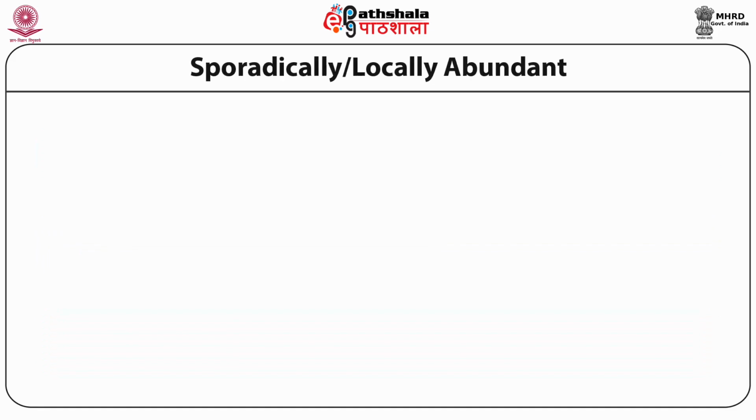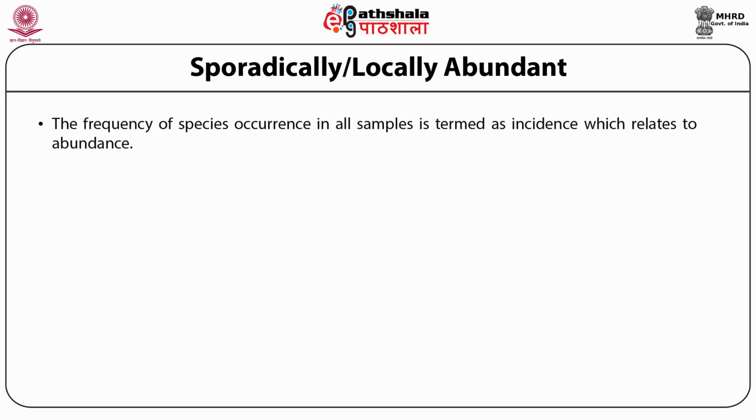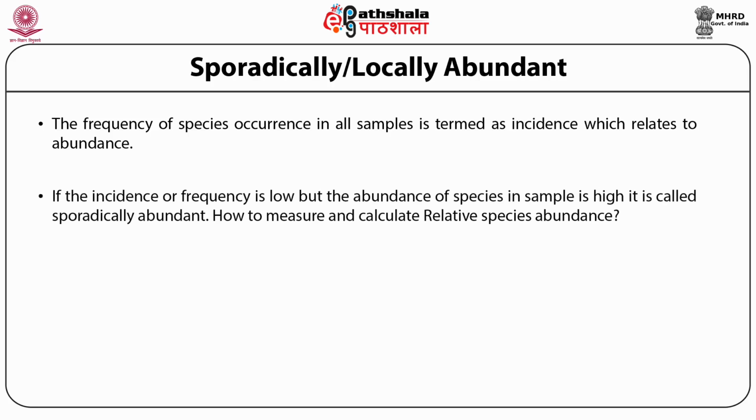Sporadically, locally abundant: the frequency of species occurrence in all samples is termed incidence, which is related to abundance. If the incidence or frequency is low but the abundance of the species in a sample is high, it is called sporadically abundant. How to measure and calculate relative species abundance?